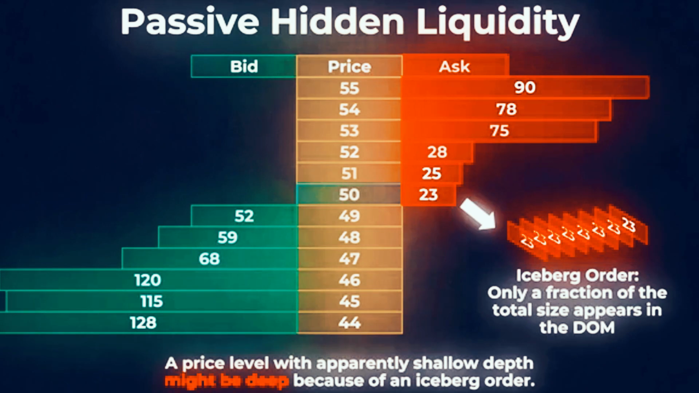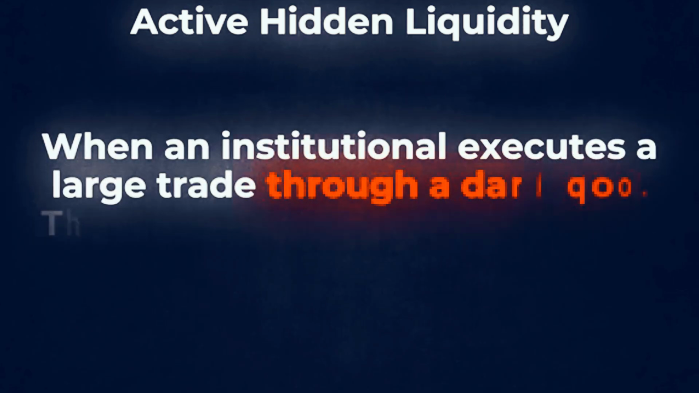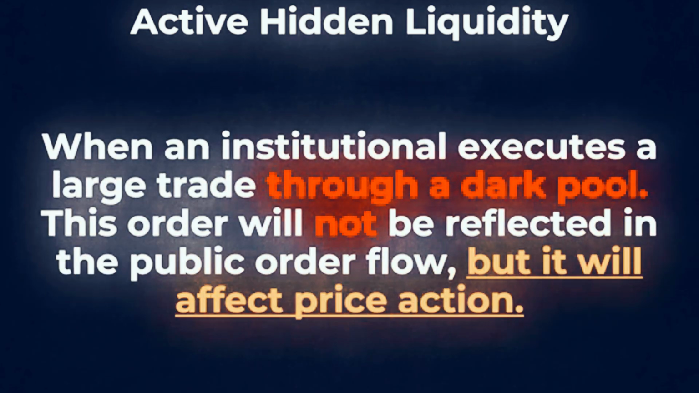Passive hidden liquidity is the one coming from what are called iceberg orders, which are limit orders that only appear partially in the order book or DOM, so they don't draw the attention of other market participants. Active hidden liquidity is when an institution executes a large trade through a dark pool. This order will not be reflected in the public order flow, but it will affect price action.